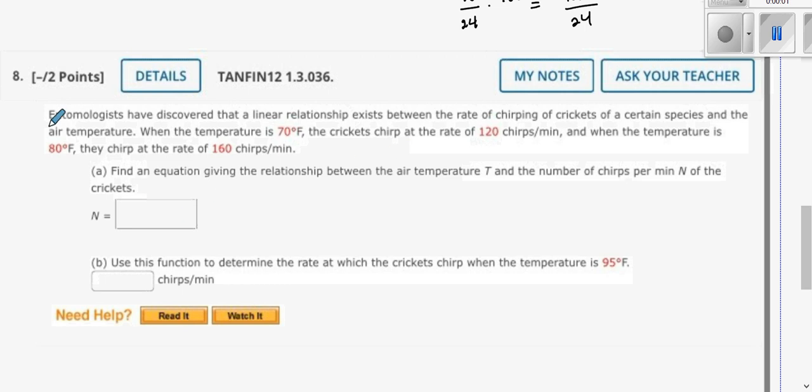Right, so this one, and please reread this. A lot of it's not important, but I did notice these words here, linear relationship, which means line, sort of equation. I also noticed that there's two sets of numbers, the 70 with this and the 80 with this. So let's just say, for example's sake, I'm going to write that 70 with the 120. And then I'm going to write the 80 with the 160.